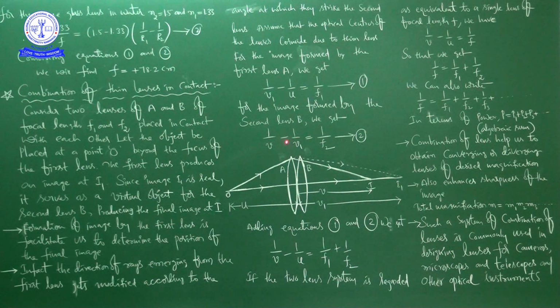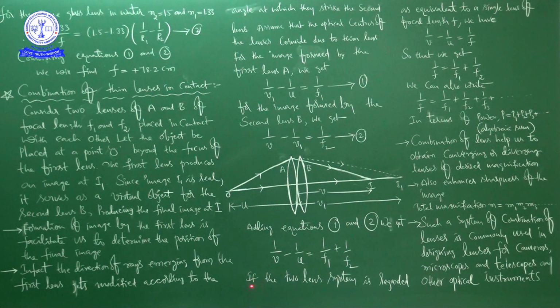Okay. Now adding equations 1 and 2 mathematically, observe carefully, these two will cancel each other, so that 1 by V minus 1 by U is equal to 1 by F1 plus 1 by F2.